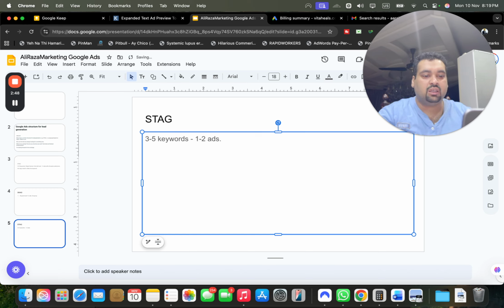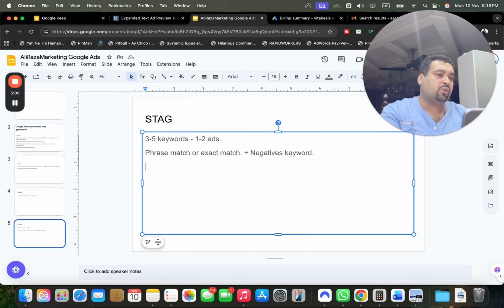Now regarding the keywords, first of all, I recommend going with phrase match or exact match. That is my keyword bidding strategy. Plus use negative keywords as much as possible. You can get the data from search terms regarding this. Plus, when you are trying to do the keyword match, please try to understand how STAG is formed. For instance, if I'm trying to target office chairs, this could be a keyword: business office chairs, business chair.